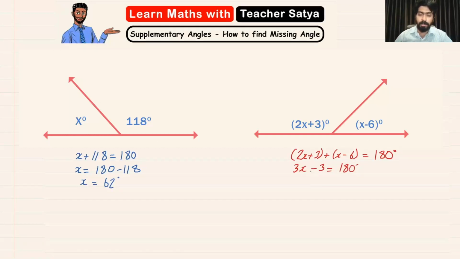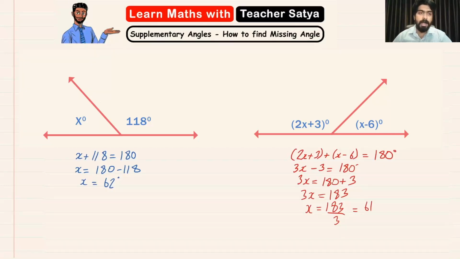Now in order to find the value of x, first of all, I'm going to transpose this 3 to the other side. When we transpose a negative to the other side, it changes to a positive 3. So 3x is equal to 180 plus 3, which is 183. Again, we are finding the value of x and not 3x. So when I transpose this 3 to the other side, it changes to division. So it'll be 183 divided by 3, which is equal to 61.